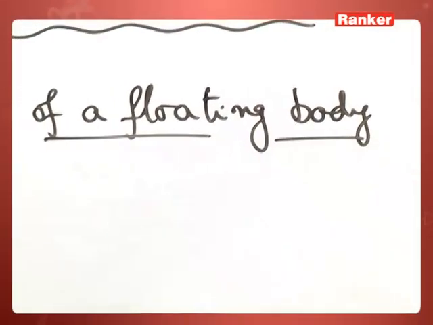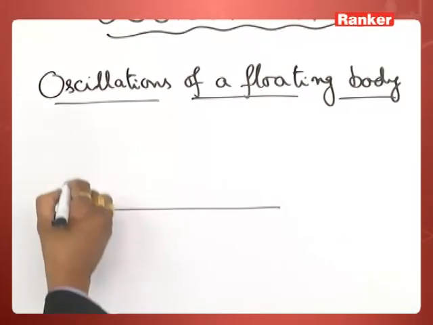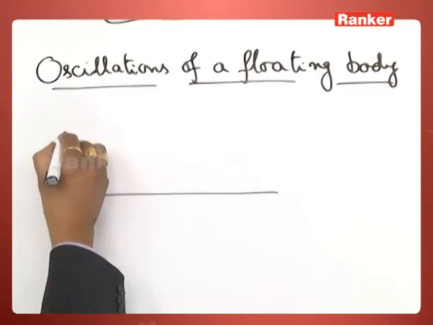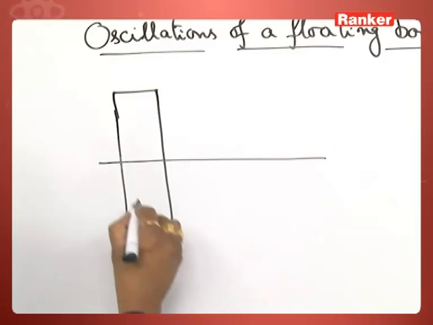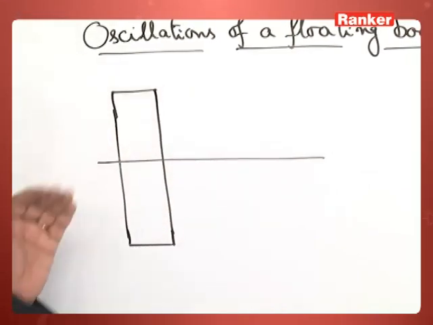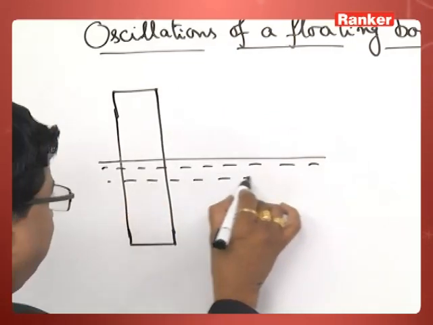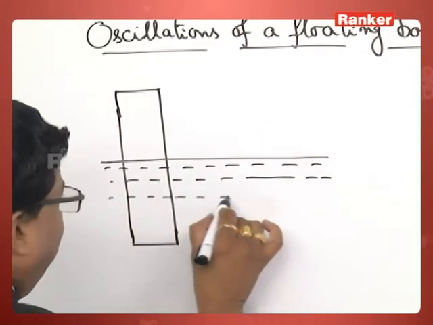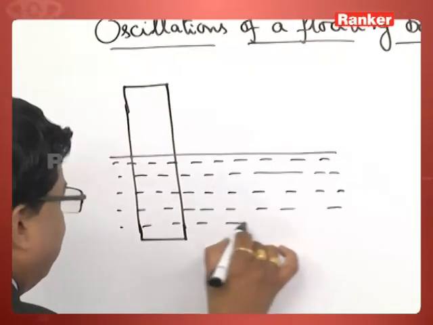Oscillations of a floating body. Let us consider this way, there is a body which of course is now floating on water like this. A part of that one is outside the water and a part of that one is inside this water. It is now floating like this.